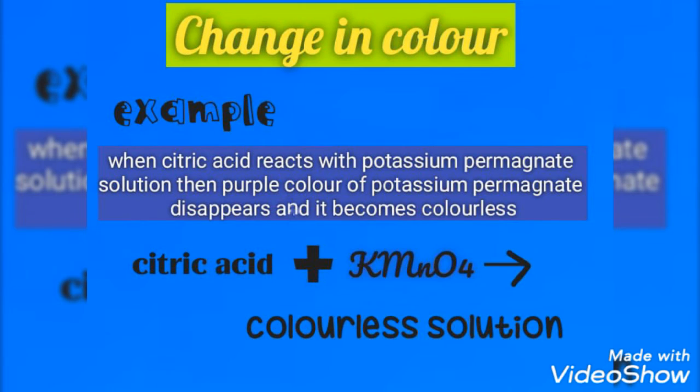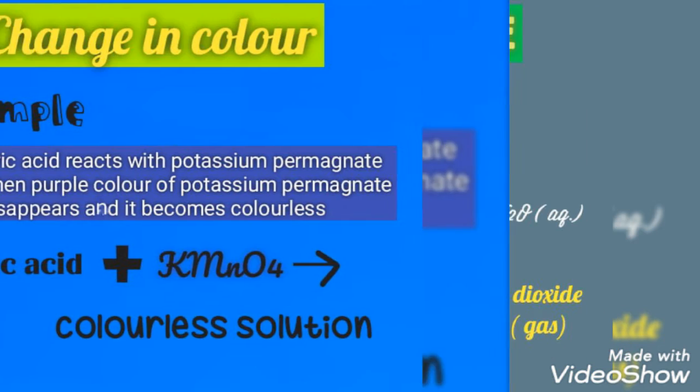Now change in color. Here examples are there. When citric acid reacts with potassium permanganate solution, then purple color of potassium permanganate disappears and it becomes colorless. Here it's given KMnO4 is potassium permanganate. The last equation is also of change in color because the colorless turns into yellow.